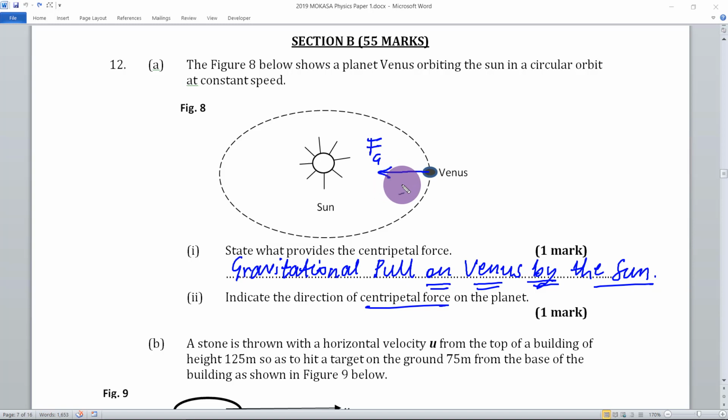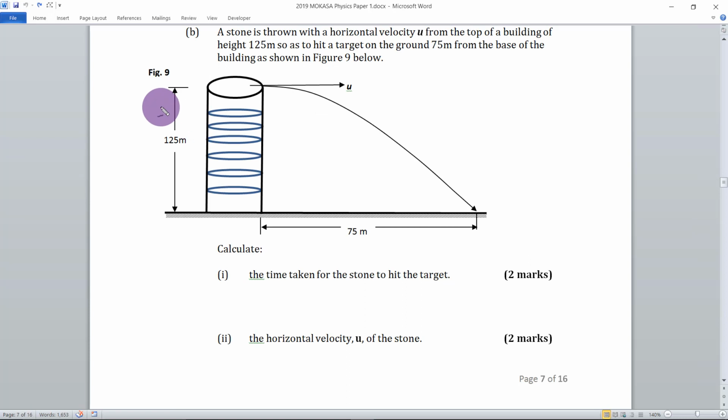Now let's look at part B of the same question. In part B, we are given that a stone is thrown with a horizontal velocity u from the top of the building of height 125 meters so as to hit a target on the ground 75 meters from the base of the building as shown in that figure. So this 75 meters is usually referred to as the range R, and this is the vertical height which the stone falls through. Calculate the time taken for the stone to hit the target.